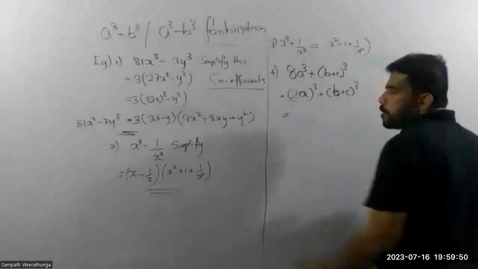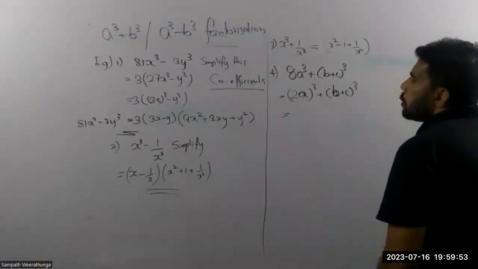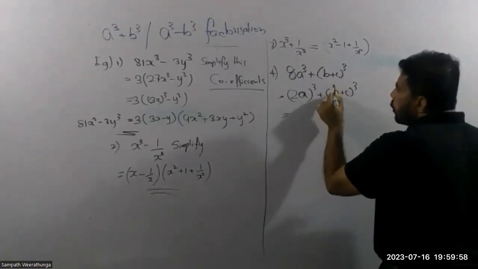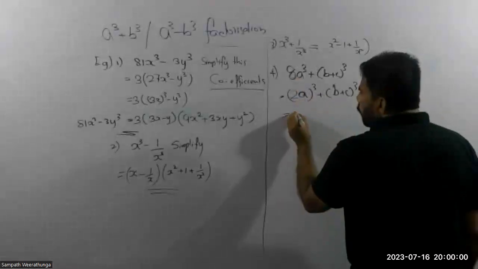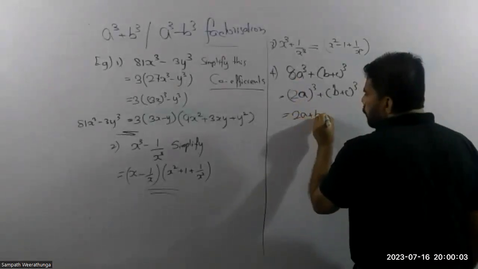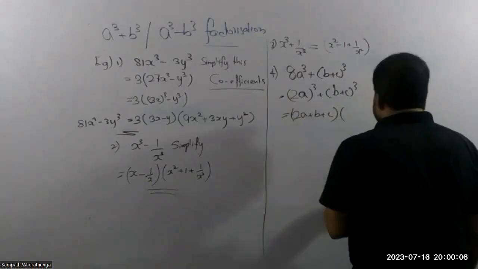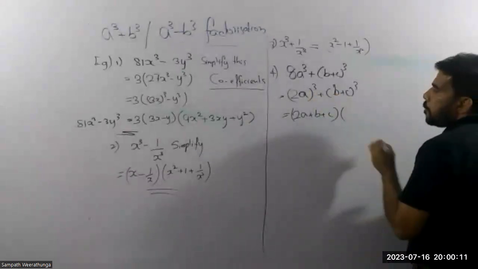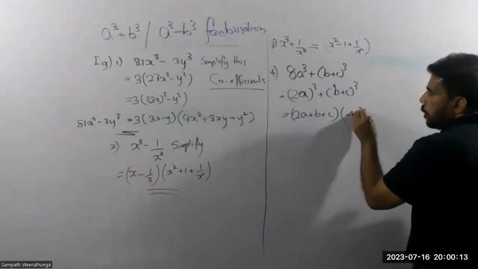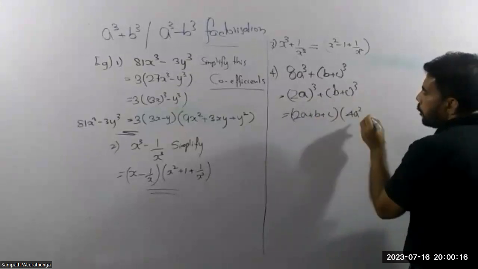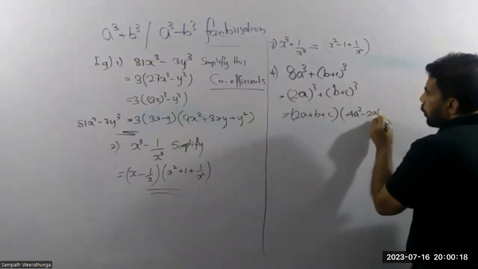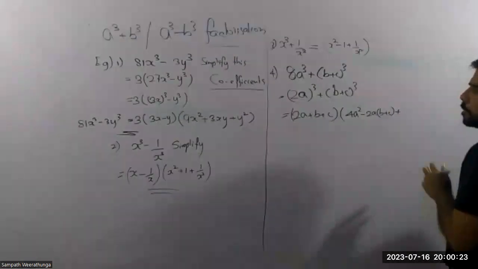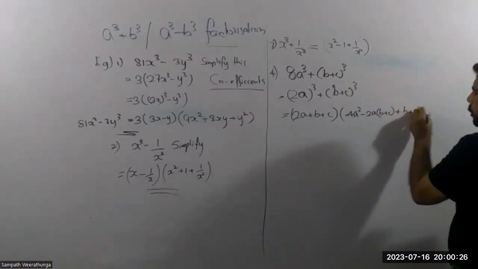We are writing this in the same standard form. 2a plus b plus c is my first factor. The next one is twice a raised to power 2, that is 4a squared. Then the negative of this multiplication, minus 2a times (b plus c), plus the square of this term, that is (b plus c) squared.